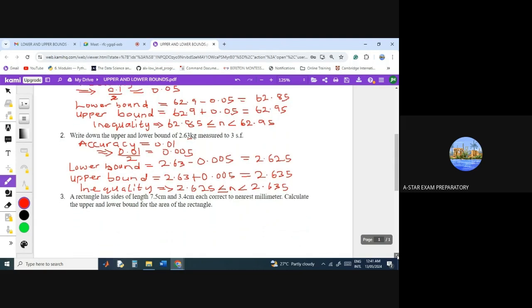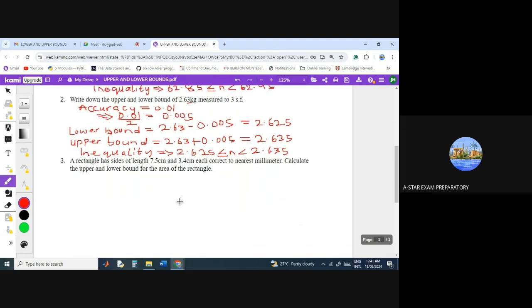Now what happens if we are to calculate another parameter? For instance, a rectangle has a length of 7.5 centimeters and a width of 3.4 centimeters, each correct to the nearest millimeter.